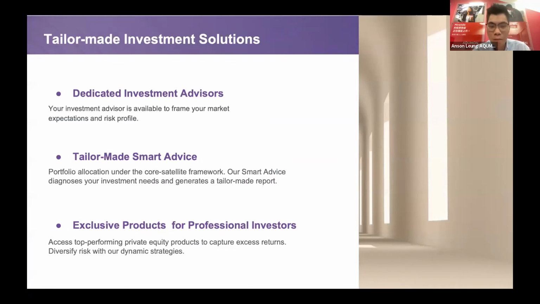So how does this bespoke framework work? It's very easy. It's totally free of charge. So we are providing a tailor-made portfolio suggestion based on your current allocation, or if you have some additional demands, we can also frame our strategies up to your preference.